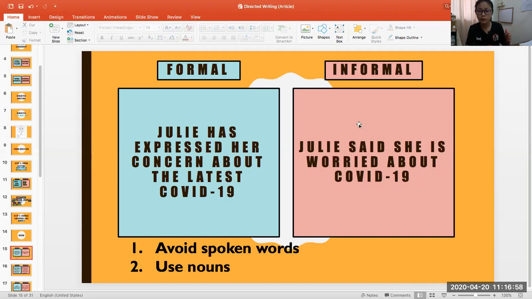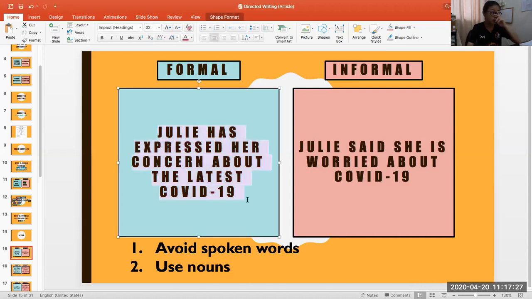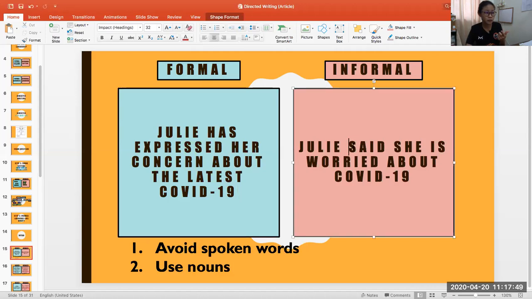When it's informal, look at the pink one. It's easier to write. Julie said she is worried about COVID-19. These are words that we use very often, and it's not that formal. It's just biasa-biasa saja. The same meaning, when we put it in a formal context, the blue one, you will see that the choice of words are not the typical words that we use in our daily life. You see the difference?